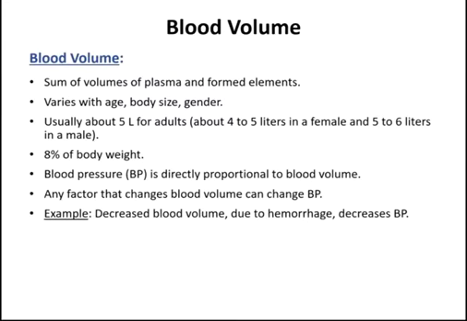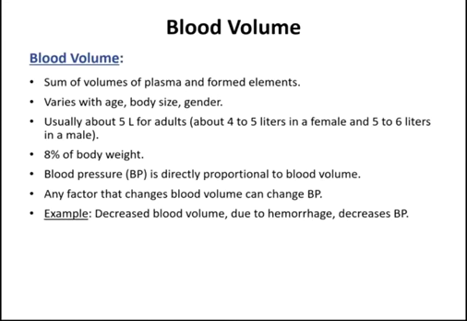Okay, so blood volume. This is the sum of all the plasma and the formed elements. This is going to vary with age, body size, and gender. 5 liters of blood for most adults. It's a little less in females, a little more in males, so that was an average. 4 to 5 liters in females, 5 to 6 liters in males, and that's more or less probably in proportion to the usual height differences between males and females. Blood, if you poured it out, takes about 8% of your overall body weight.